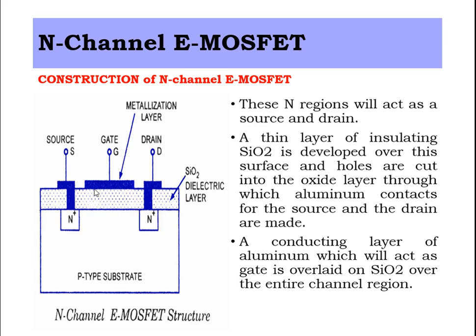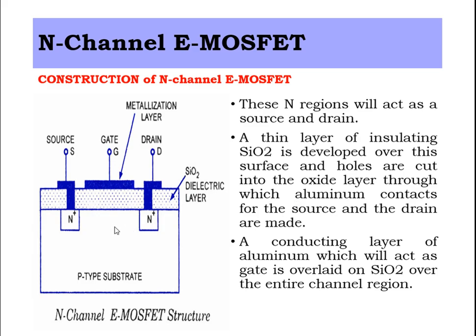And there is a gate material, a conducting layer of aluminum, which acts as a gate on the SiO2 layer for the entire channel region. So this is the gate region, this is an aluminum contact, and we call this terminal the gate terminal.